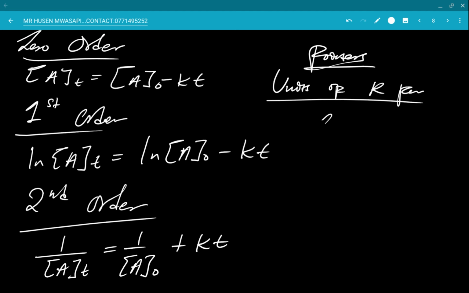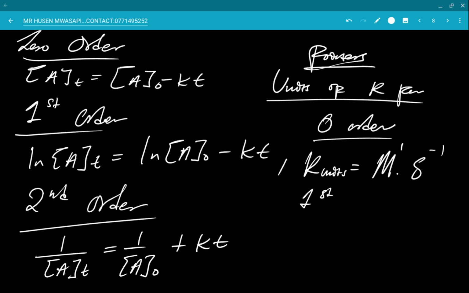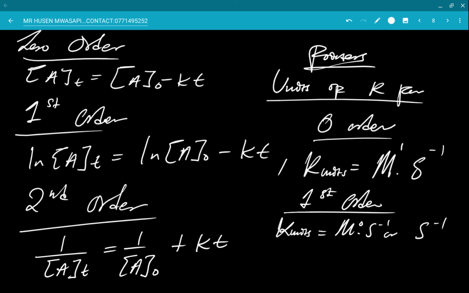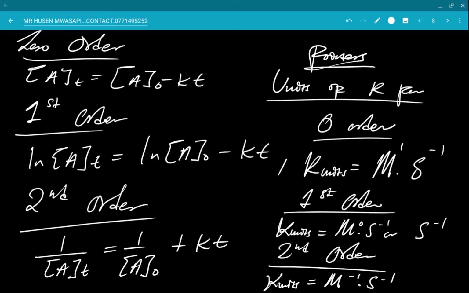Let's start with 0 order. So for 0 order, the k units are M to the 1 times s to the minus 1. Then for the first order, the k units will be M to the 0 times s to the minus 1, or one will just write s to the minus 1. Then for a second order, the k units will be M to the minus 1 times s to the minus 1. Be mindful about this.